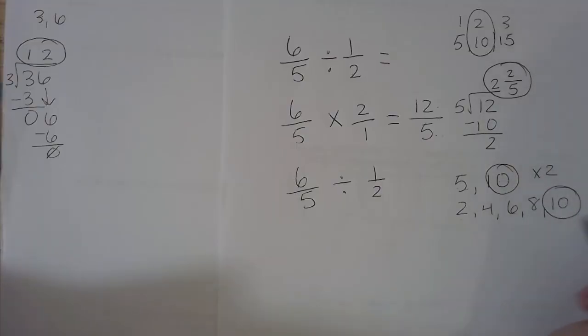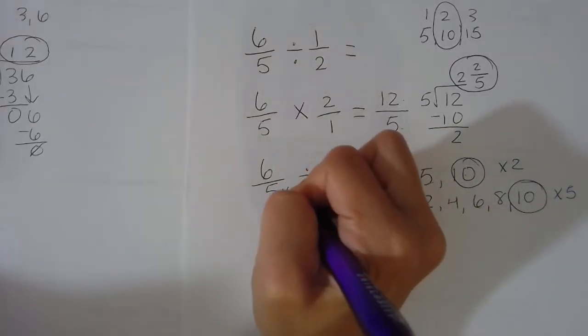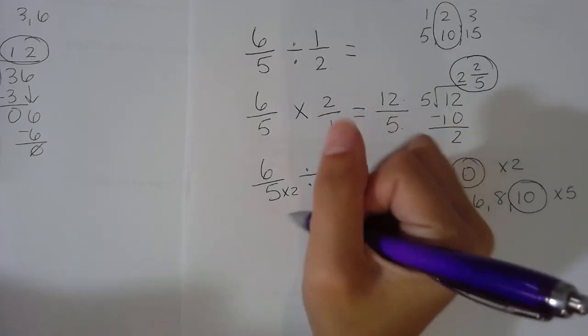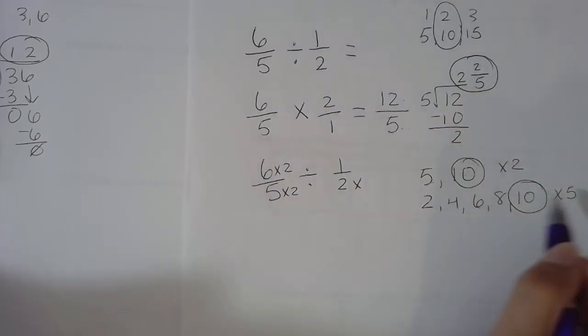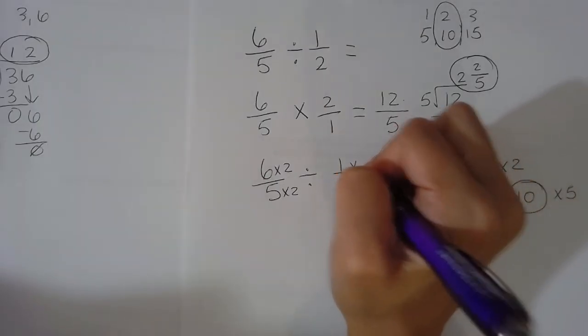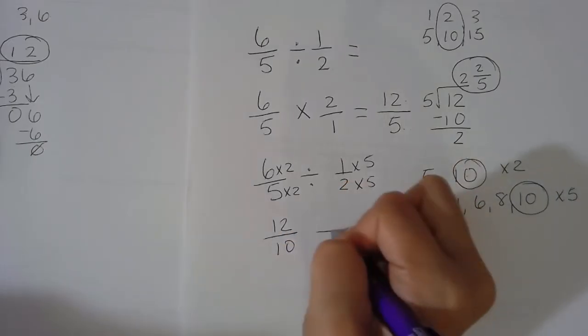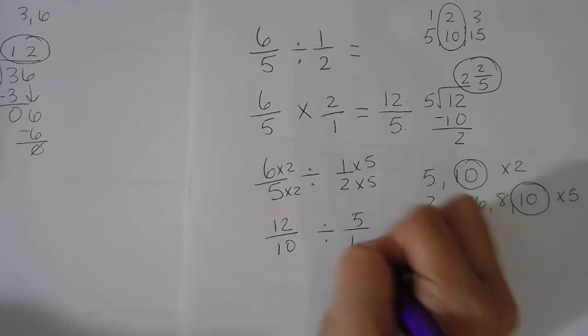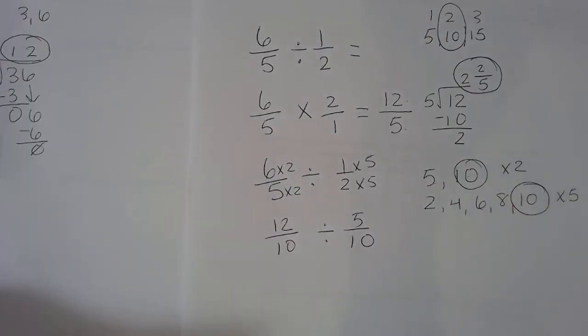I'm going to apply this information that I saw from over here onto my fractions to change them. So 5 times 2, and whatever I do to the bottom, I must do to the top. And the 2 times 5. That's going to give me 12 over 10 divided by 5 over 10. And now that my denominators are the same, I will be able to create my model.